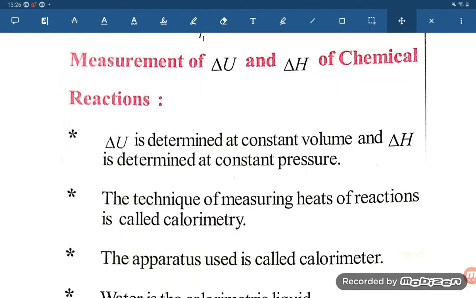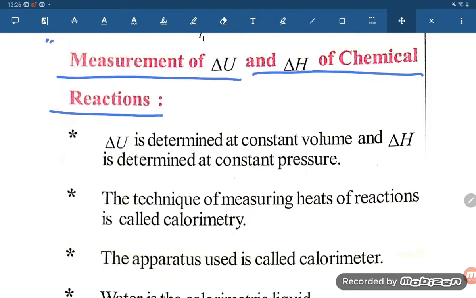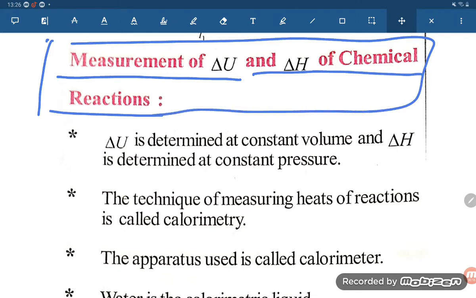Hello students, now let us try to understand the measurement of the internal energy, that is delta U, and enthalpy, that is delta H, of the chemical reaction. How can you measure the change in the internal energy and the change in the enthalpy? To understand this, we have to understand the bomb calorimeter and some other type of calorimeter for the combustion reaction. Then only you will be able to measure delta U and delta H.